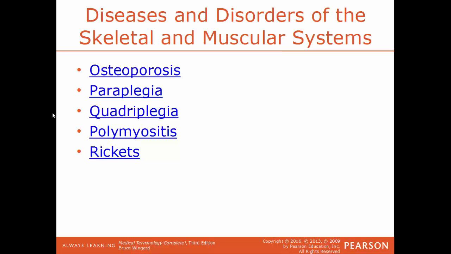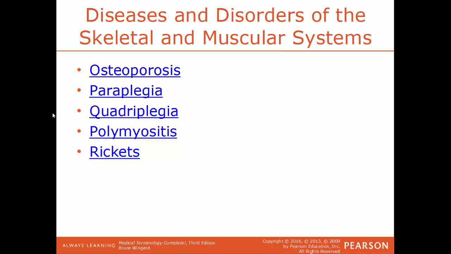Paraplegia is the paralysis of the legs and the lower body due to some injury or disease of the spinal cord. Quadriplegia is paralysis in all four extremities. So quad means four, having paralysis of both arms and both legs. Polymyositis is a chronic inflammation of many muscles all at the same time, and the result of this would be muscle weakness, and this is an autoimmune condition.